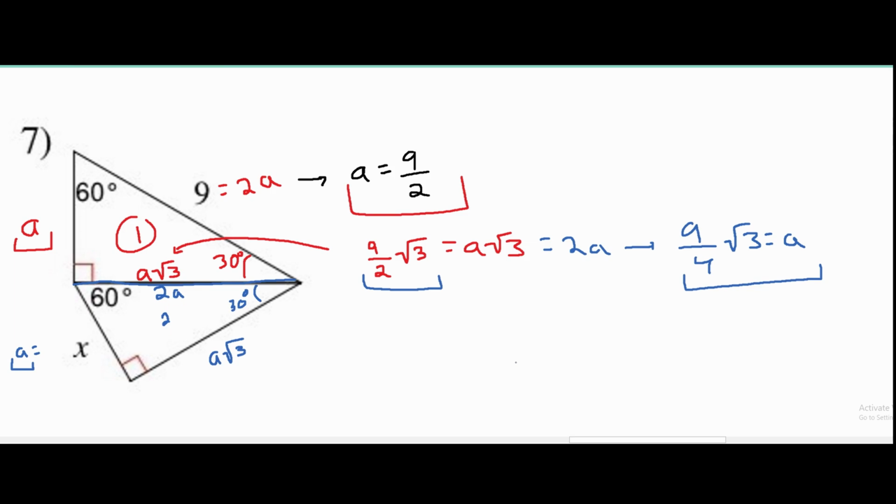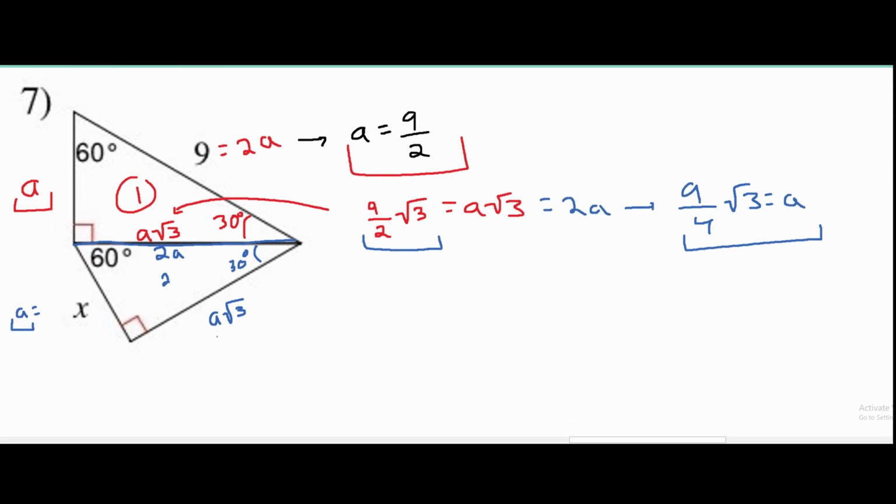And after we do this, we could plug it into this equation right here. Well, we know that our a is equal to 9 over 4 square root of 3. So all we're going to do is just plug it into here. We are going to have 9 over 4 times the square root of 3 times the square root of 3. And if we do this, we know that our square root of 3's multiplied together is equal to 3. And we're going to have 9 times 3, which will give us 27 divided by 4.